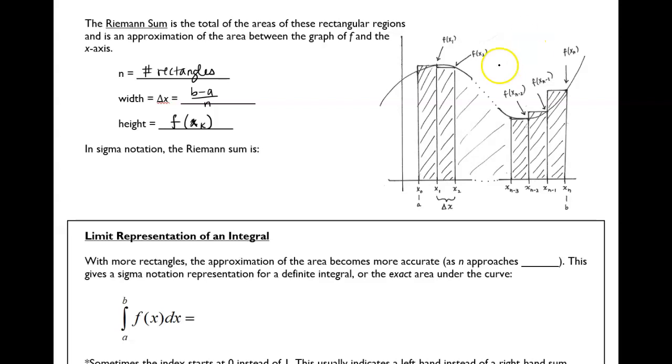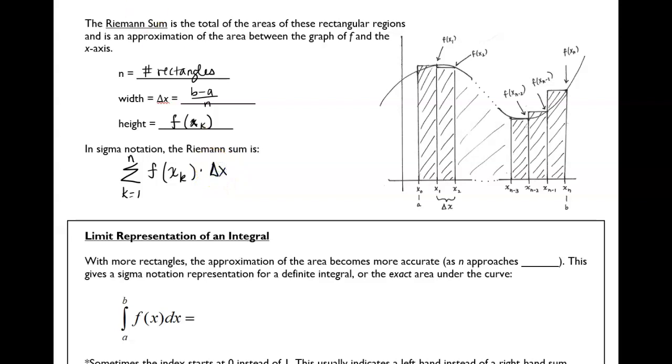So in sigma notation, the way I'm going to write this is my sum from k equals 1 to n. So notice I have n is my number of rectangles. So my first rectangle up through my nth rectangle. My base is delta x. My height is f of x sub k. However, I'm going to actually change that order just to help us recognize a formula. This is f of x sub k times my delta x.